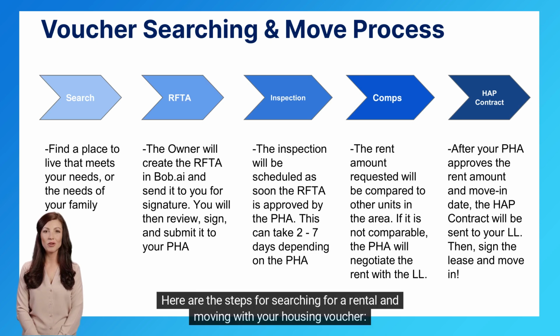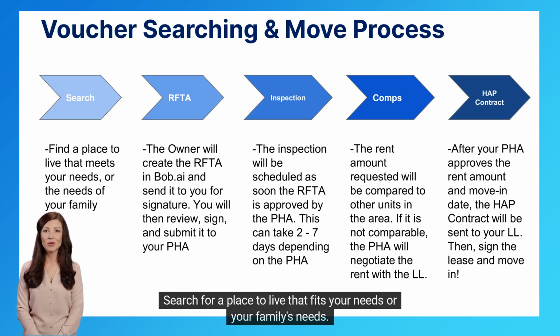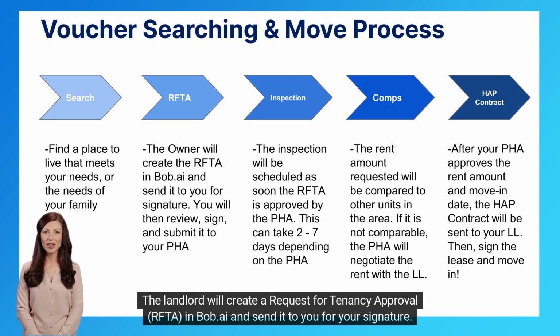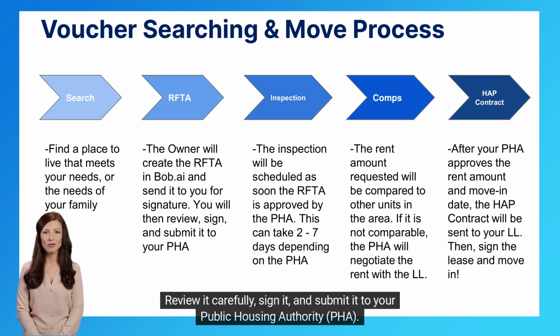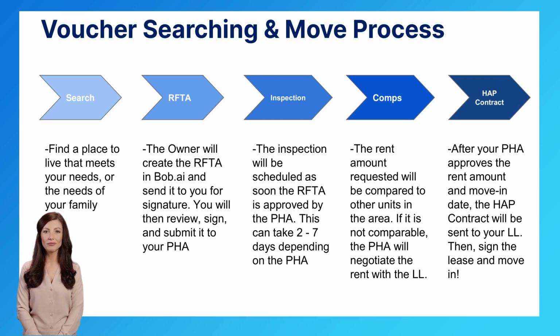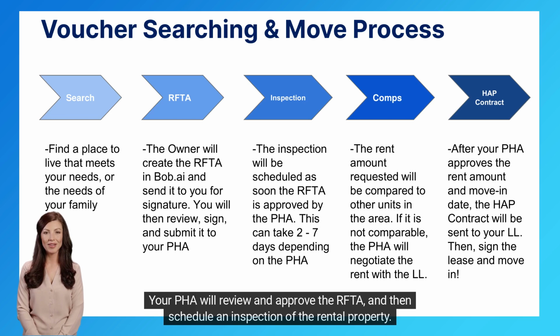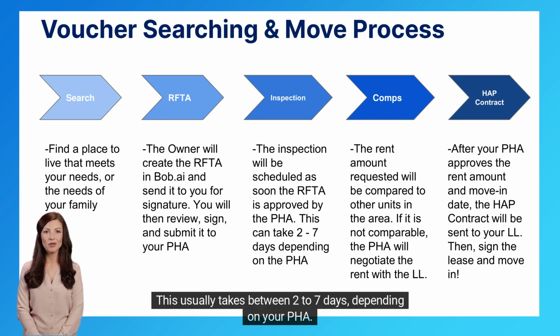Here are the steps for searching for a rental and moving with your housing voucher. Search for a place to live that fits your needs or your family's needs. The landlord will create a request for tenancy approval, RFTA, in Bob.ai and send it to you for your signature. Review it carefully, sign it, and submit it to your Public Housing Authority, PHA. Your PHA will review and approve the RFTA, and then schedule an inspection of the rental property. This usually takes between 2 to 7 days, depending on your PHA.